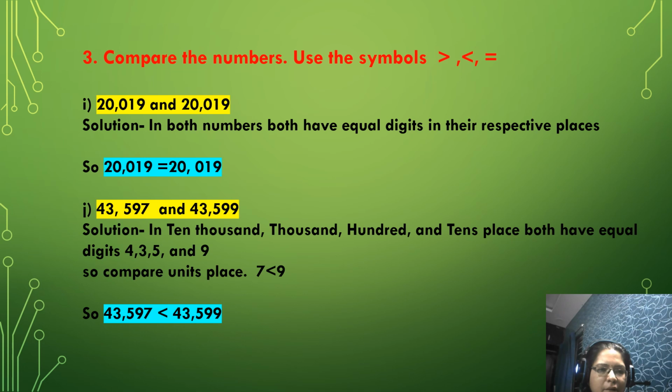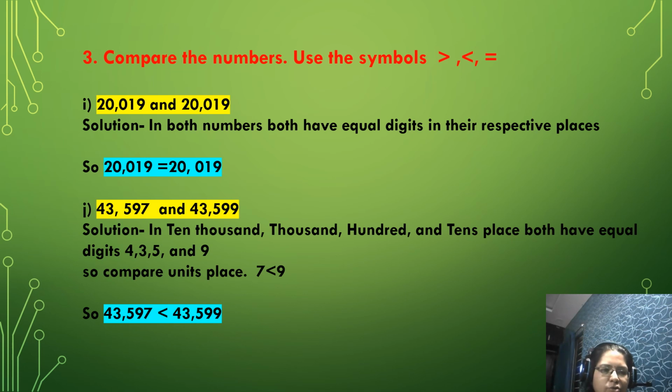Now the number given is 20,019 and 20,019. We read it as 20,019 and 20,019. In both numbers, all digits are equal. In the first number, the 10,000s place digit is 2. In the second number, the 10,000s place digit is 2. Both are equal. Next we move to the 1000s place.